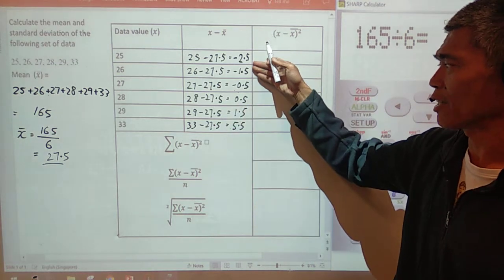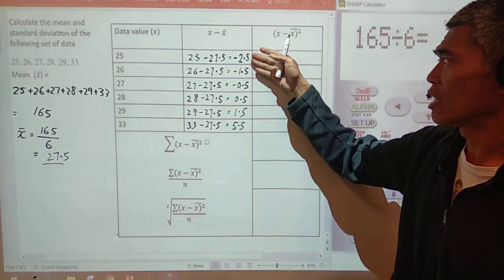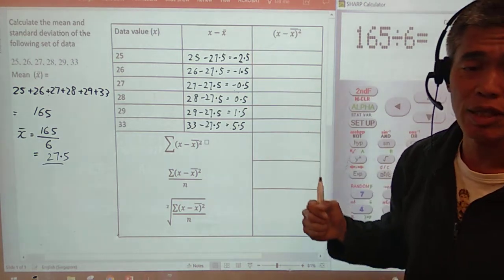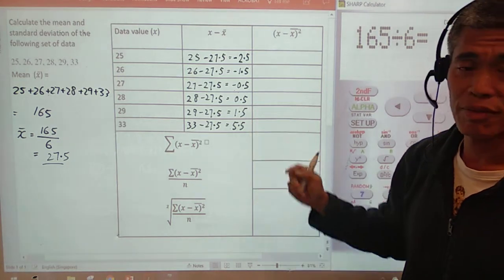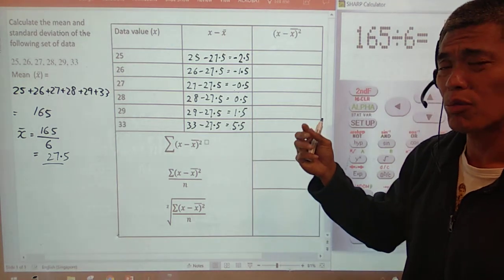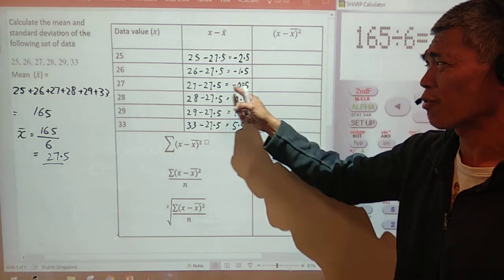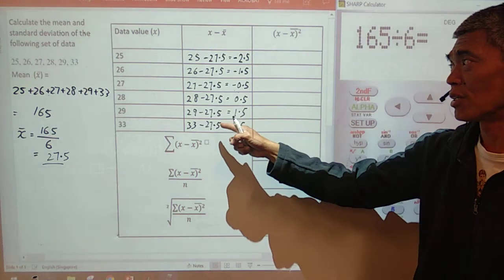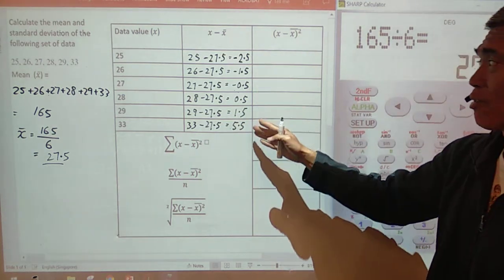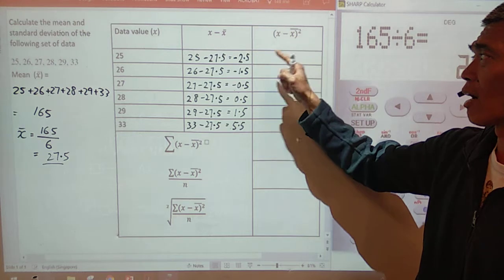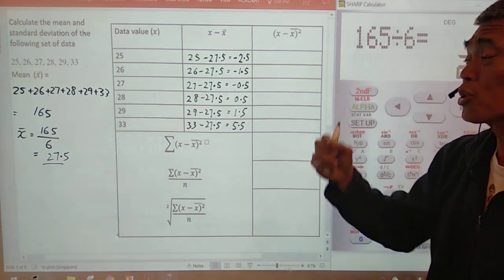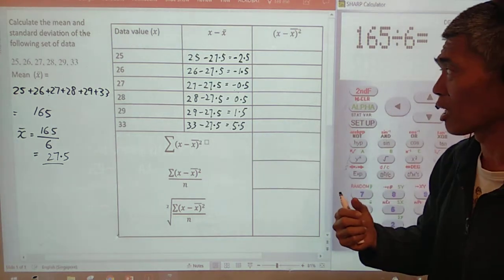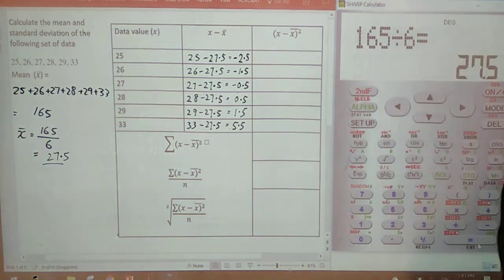Now you notice that we have negative numbers here, and we have positive numbers here. If we simply added these differences, the negative numbers might cancel off some of the positive numbers. And then we don't get an accurate measure of how far these values are on average away from the mean. So in order to avoid having negative numbers, we square them. When you square a negative number, it becomes positive. So let's work it out.